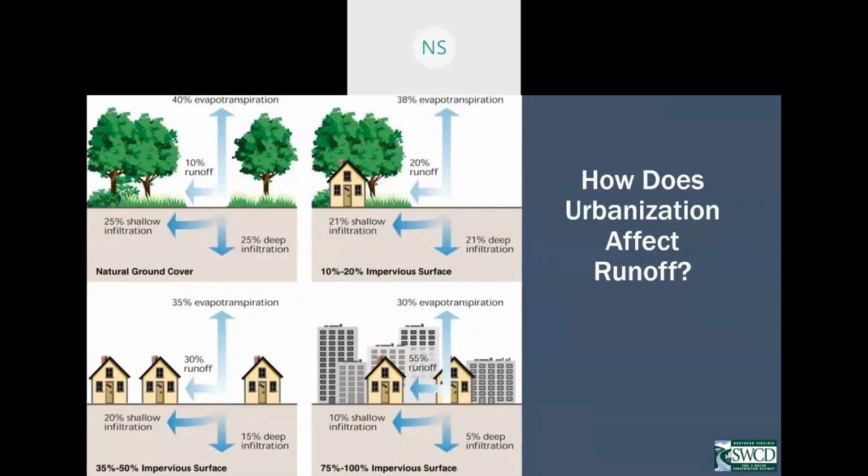So how does urbanization affect runoff? Does it really matter if you live in a rural area or in an urban area when it comes to runoff? And it turns out that it really does matter. In the upper left corner, you'll see natural ground cover. You'll see natural ground cover in places like state parks, county parks. You'll see them in some more forested areas. If you're near a stream, some of that would count as natural ground cover.